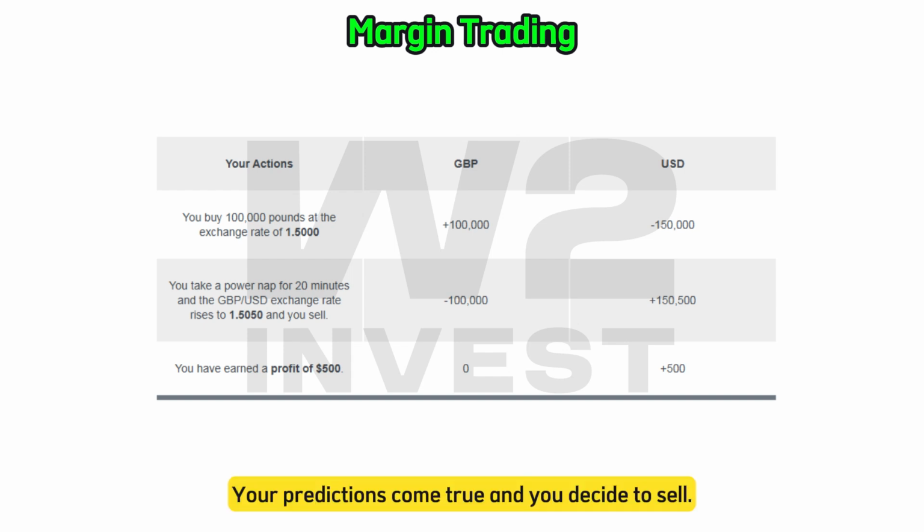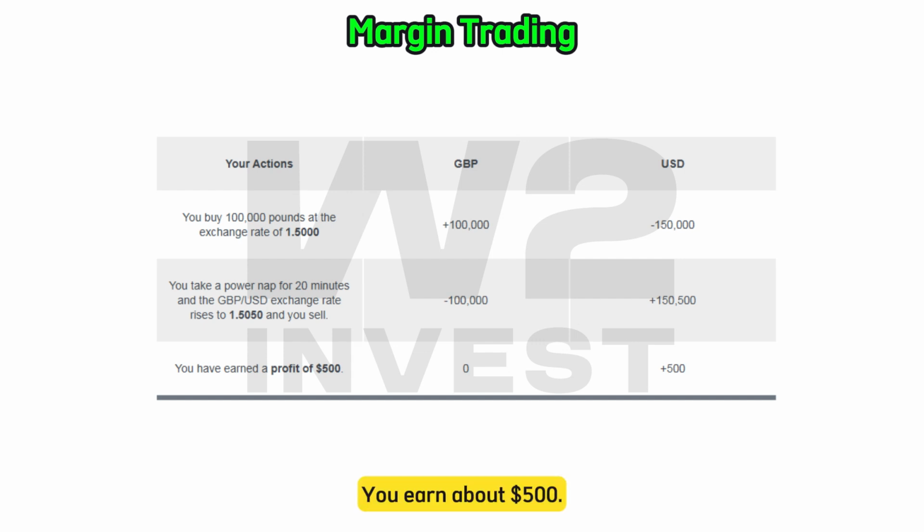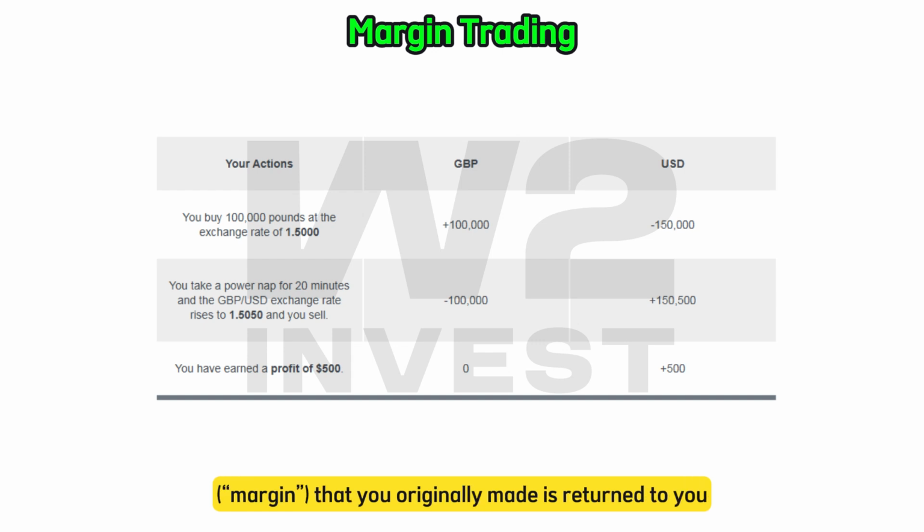Your predictions come true, and you decide to sell. You close the position at 1.50500. You earn about $500. When you decide to close a position, the deposit margin that you originally made is returned to you and a calculation of your profits or losses is done. This profit or loss is then credited to your account.